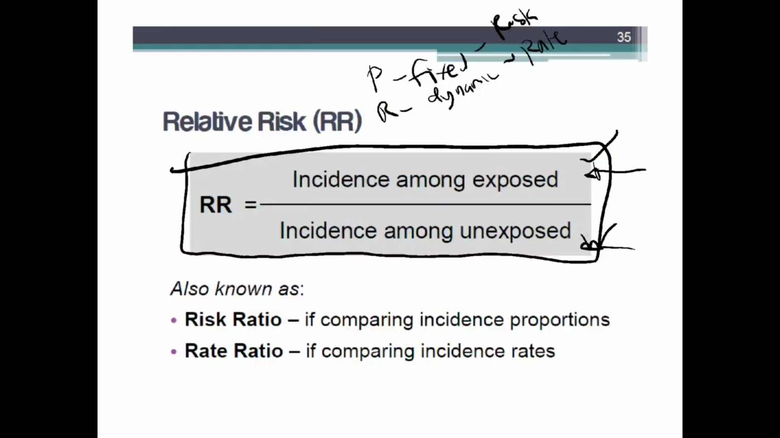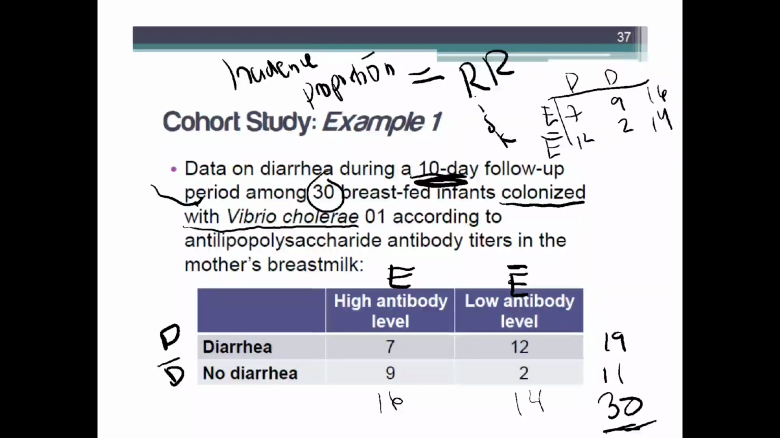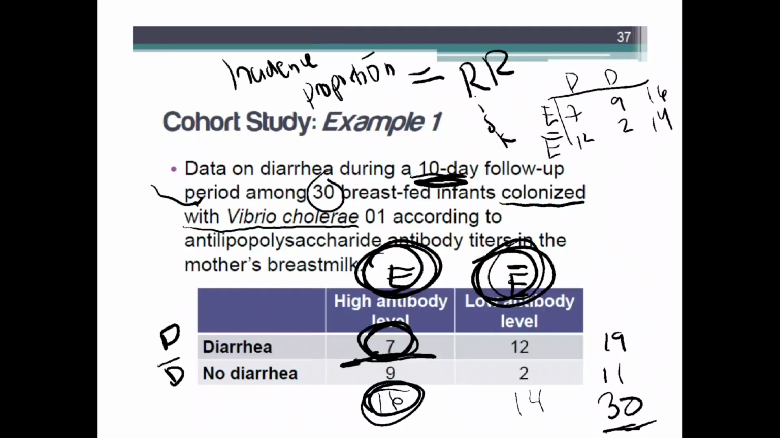Ayan. So, ano sabi kanina? Sabi, you need to compute the incidence among exposed and then incidence among unexposed. So, paano natin ko-compute yun? So, syempre, compute mo lang 7 among exposed, divided by 16. Yun na yung makukuha mong value. Yun na yung incidence among exposed. Tapos, incidence among unexposed, 12 divided by 14. So, yun na yung incidence among unexposed.